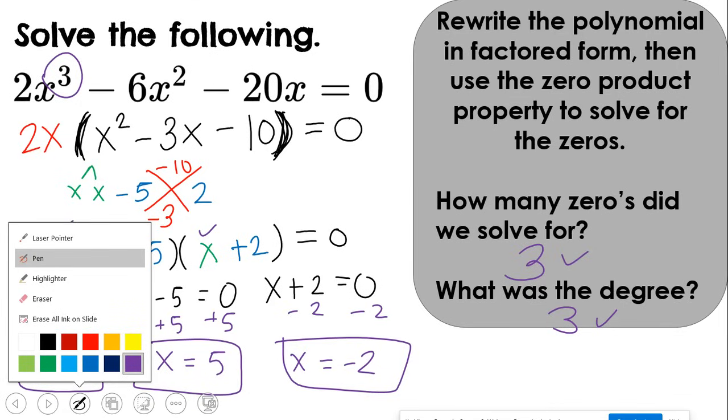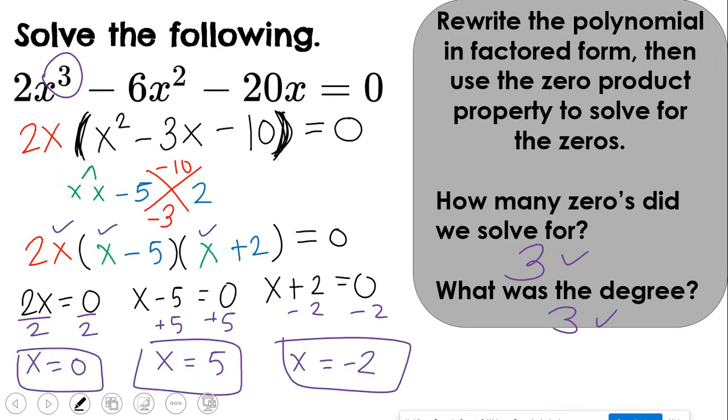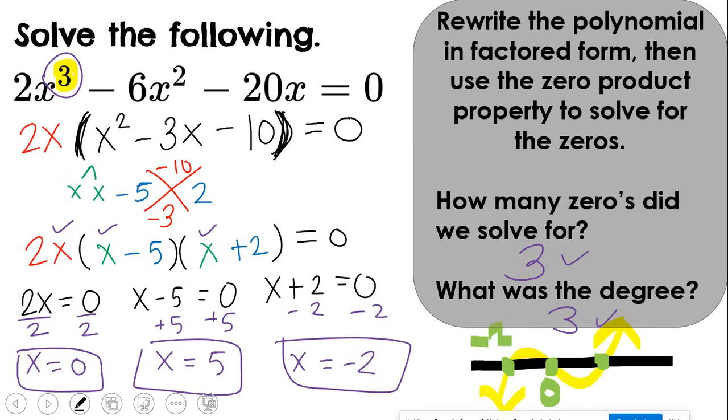And if I'm thinking about this, this is an odd degree polynomial, right? It's odd because the exponent is odd, but it's positive. Odd positive means that my graph is going to end positively, so it looks something like this. And what I just solved for was my 3 x-intercepts. One of them on the left, right over here, is at negative 2. This one in the middle is at 0, and this x-intercept is at positive 5. That's crazy.